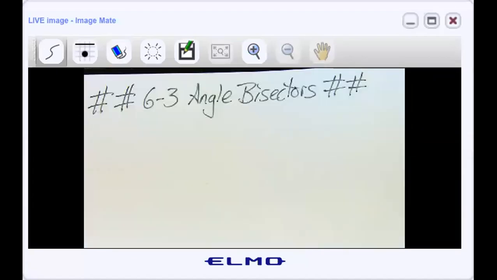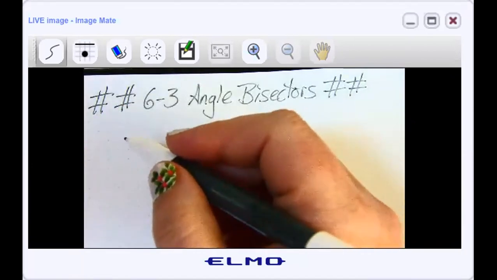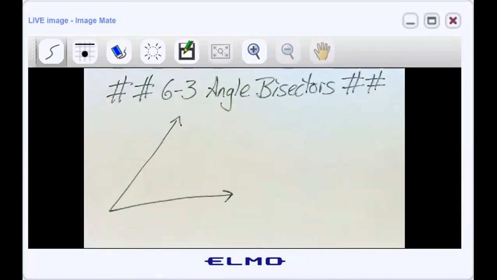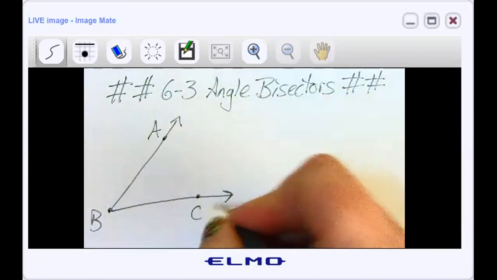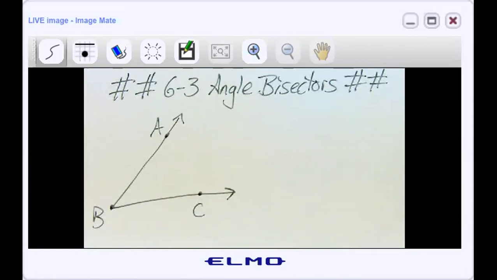All right, so we talked about angle bisectors back when we were on our chapter that was just about angles. Just to refresh our memory, if you have any old angle, let's call this angle ABC. If you have an angle bisector, what that means is, let's say the angle ABC was 50 degrees, okay? So if you had a ray or a line or a segment that came in as an angle bisector, it cuts the angle into two exactly equal parts.